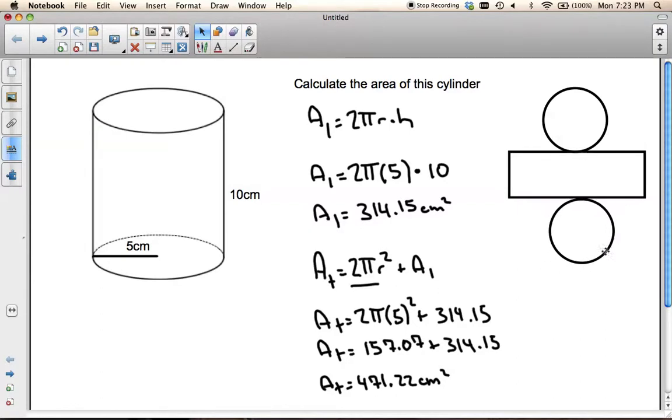And that's it. That's all you have to do to figure out the area of a cylinder. Working backwards is the same thing. If they gave us total area, we would do the exact opposite of what we did. So if we had 471.22 and they asked us to find the radius, well, we'd go 471.22 divided by 2 divided by pi, and we would square root instead of square, and we would get what our radius is. So it works forward and backwards. So that's really it for finding the area of a cylinder.